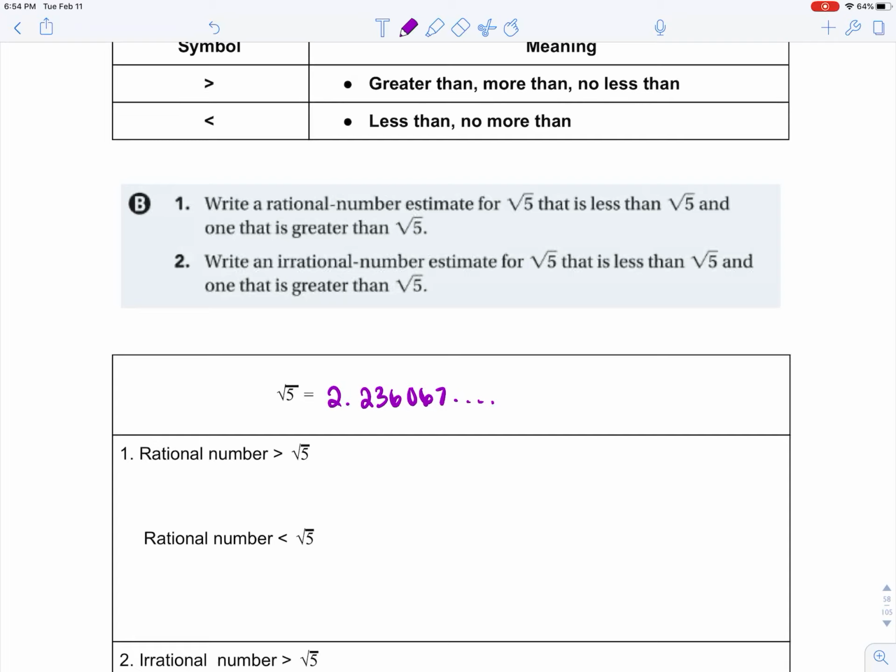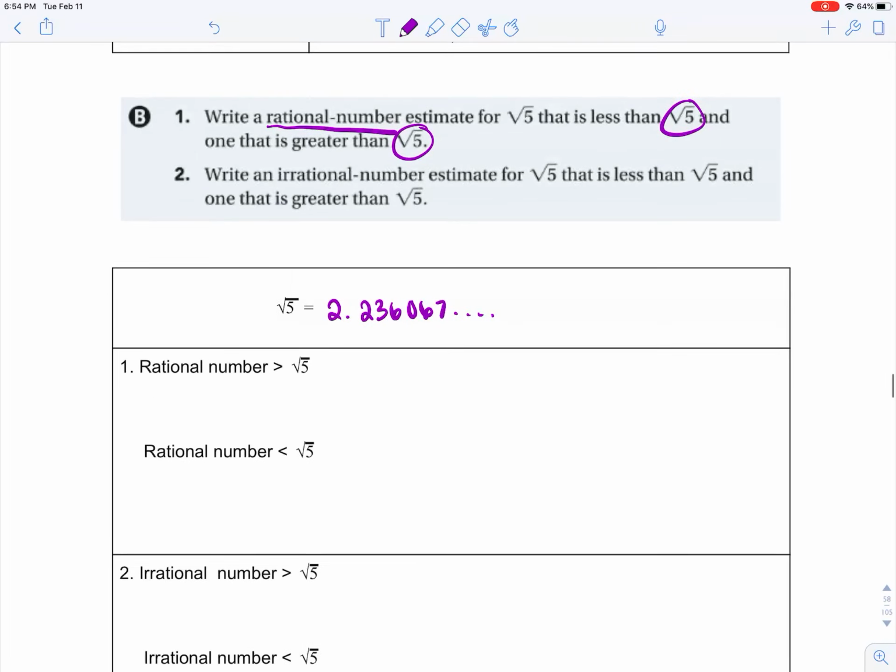So, question number 1 wants us to write a rational number estimate for the square root of 5 that is less than the square root of 5 and one that is greater than. So, a rational number that is greater than the square root of 5. Think about this for a second, write an answer, and then we'll compare.